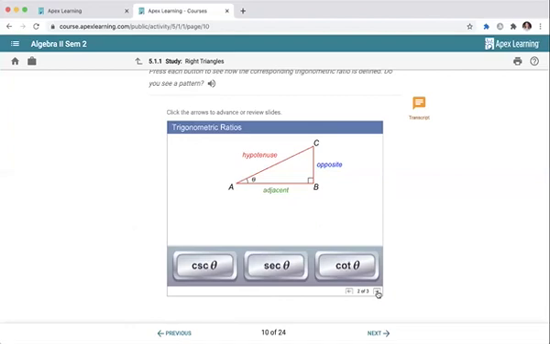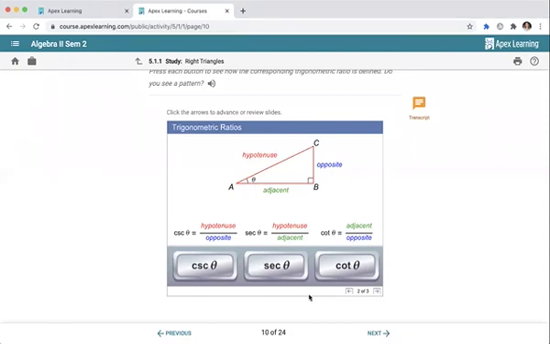Now we're dealing with the other three: cosecant, secant, and cotangent. I wish it was all written down in one place here, but cosecant is written as hypotenuse over opposite. Secant is written as hypotenuse over adjacent. And then cotangent is adjacent over opposite. Adjacent over opposite.